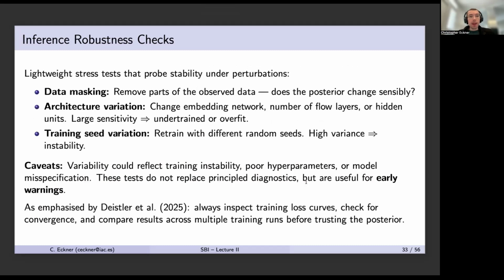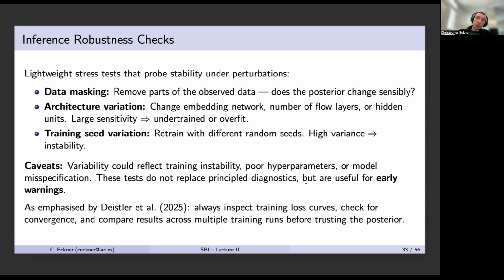So, what can you do? Some lightweight stress tests. Well, you can remove parts of the observed data and check if your posterior changes sensibly. So if I change my data a bit, put a mask in here and say, okay, this information in my target observation is not there anymore, how does my posterior react to this in a reasonable way? Is it still able to capture the nature of the parameters that should produce this?